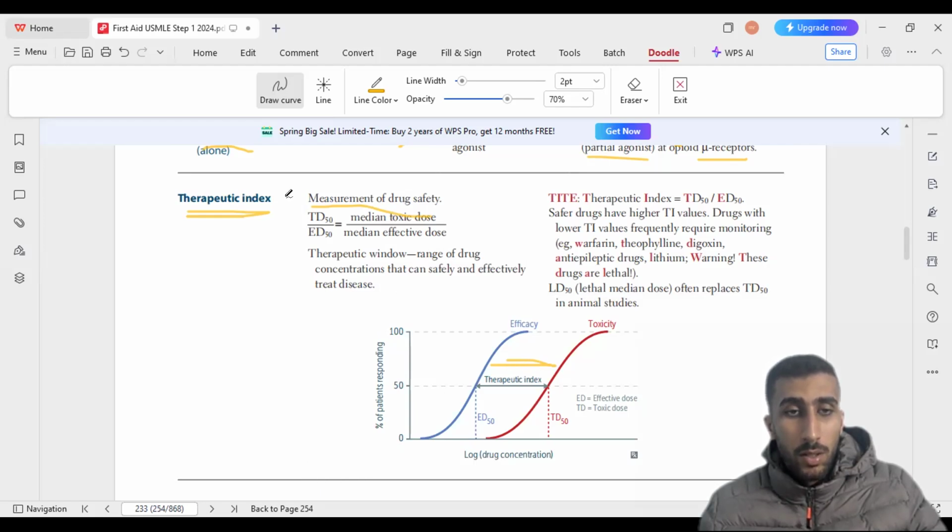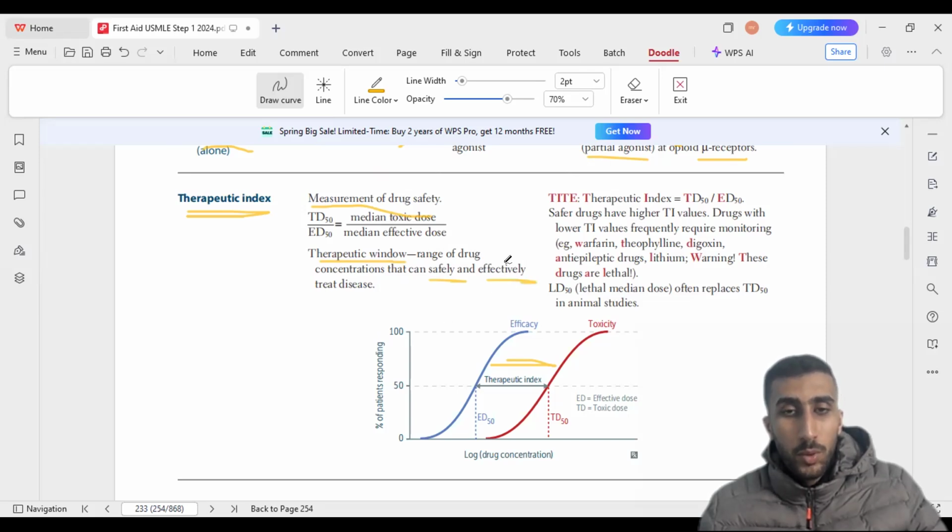We get the therapeutic index by dividing the toxic dose TD50, which is the median toxic dose, over the effective dose ED50, the median effective dose. Another term is the therapeutic window. The therapeutic window is that when you give a drug, you have to balance between safety and efficacy.